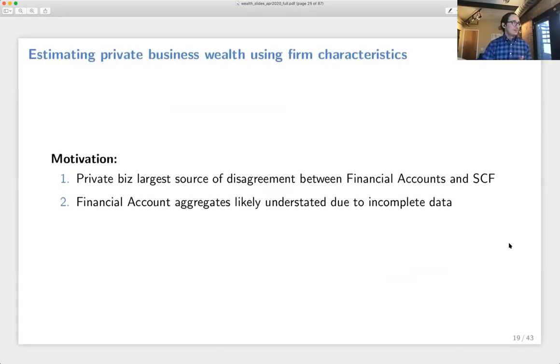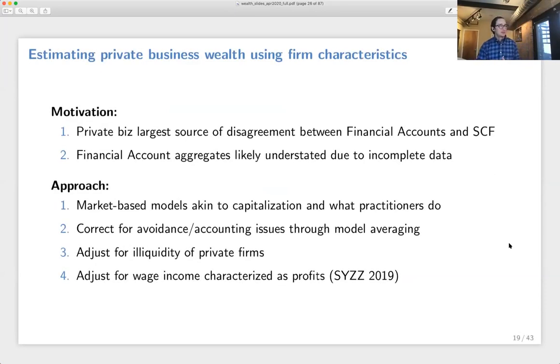Okay, so for pass-through equity private businesses, I mentioned that private businesses are the largest source of disagreement between the financial accounts and the SCF, and also reasons why the aggregates might be understated due to incomplete data. So what are we going to do? We're going to do kind of what I teach in my private equity entrepreneurial finance class. We're going to use market-based models, multiples-based models that are kind of like capitalization. And then we're going to use multiple different models to try and account for issues that have to do with avoidance or accounting that vary across industries, and then average those models. We're going to have an illiquidity adjustment measured from SDC transaction data.